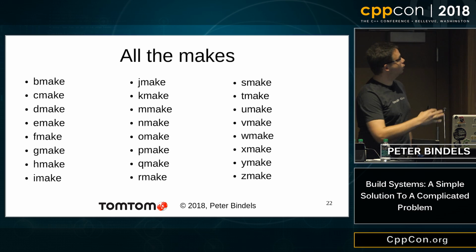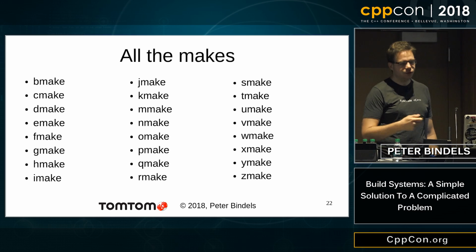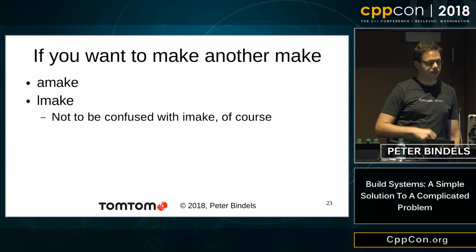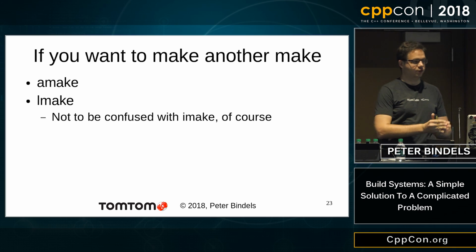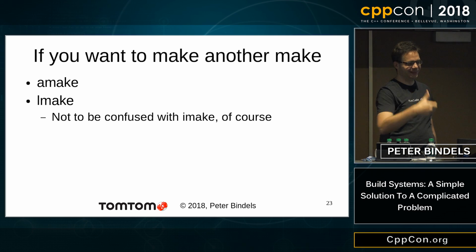I've put them in alphabetical order so you can read it more easily. And you'll note there's 2 missing, because we have an alphabet with 26 letters. So there's A make and L make, which don't exist yet. But L make shouldn't be confused with I make, of course. Go Matt.